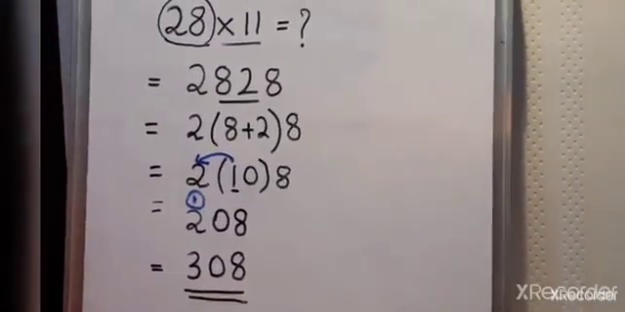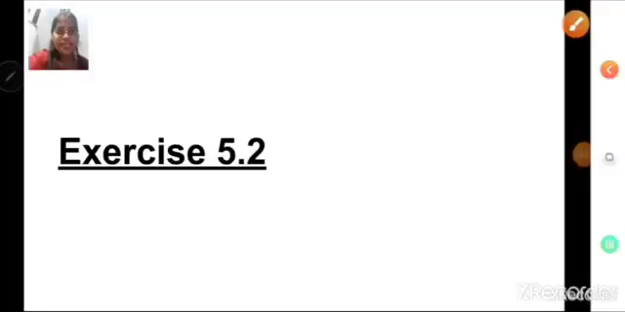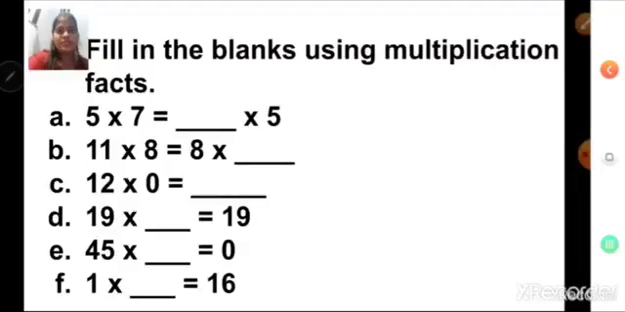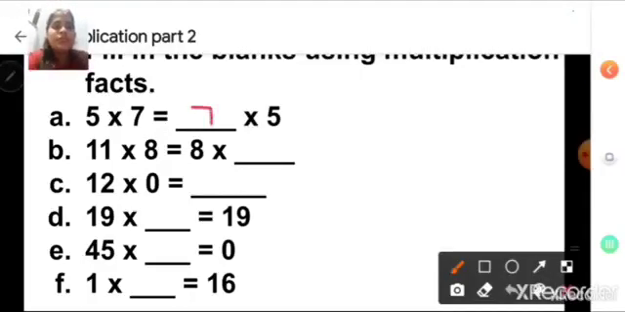Understood everyone? So children, now take out your textbook and your notebook. We are going to solve exercise 5.2. The first question is fill in the blanks using multiplication facts. Now A1. All these answers you are going to write in the textbook itself. Okay. 5 into 7 is equal to dash into 5. Now this is which multiplication fact? That the numbers can be written in any order. So 5 into 7 is equal to 7 into 5.